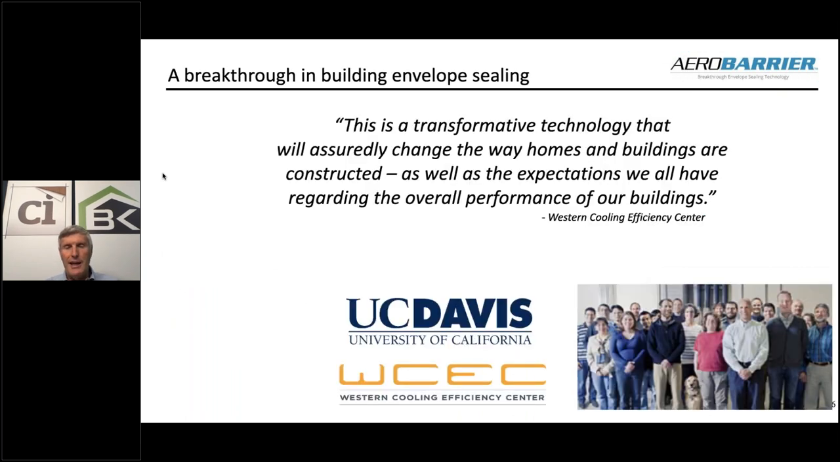And I just love this statement because I found this to be exactly true: a transformative technology that will assuredly change how homes and buildings are constructed, as well as the expectations of the overall performance of buildings. I think that's pretty powerful. I like to posit it this way. If we knew that every building could be under 1.5 air changes, would it change the way we build houses? And the answer is yes, it will. Up till now, we never knew if a house was going to be under 1.5. We hoped, we prayed, we guessed, we gooped, we caulked, and tried to get as low as we could. But now we have the ability to be under 1.5.